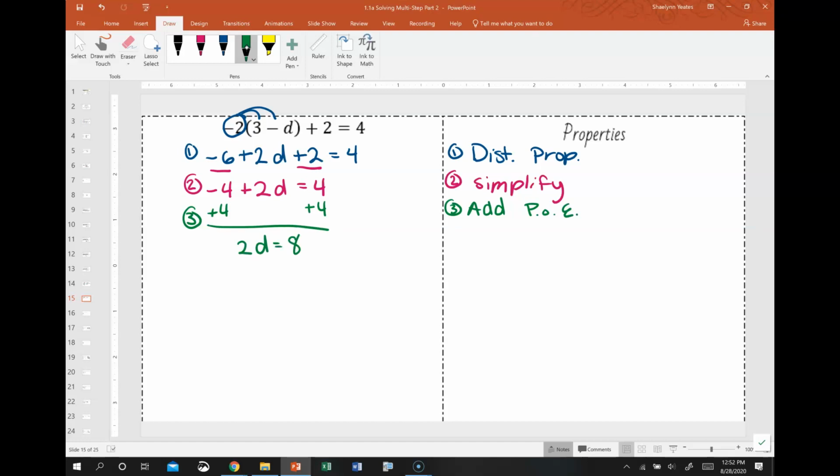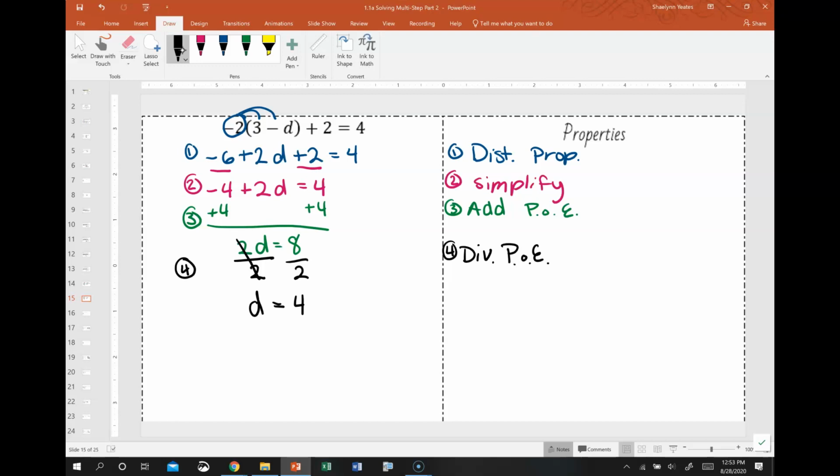So then my last step here, so my fourth and final step, is going to be to divide both sides by 2 to get d all by itself. And 8 divided by 2 is 4. So I used my division property of equality.